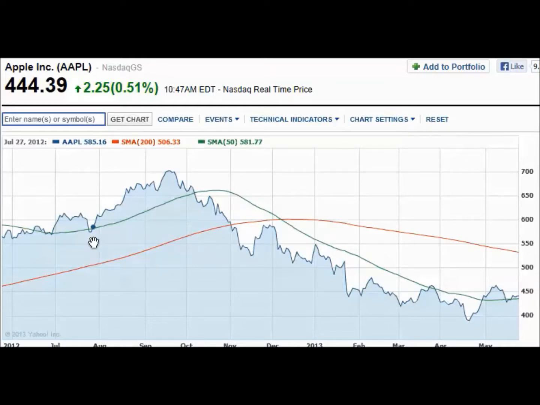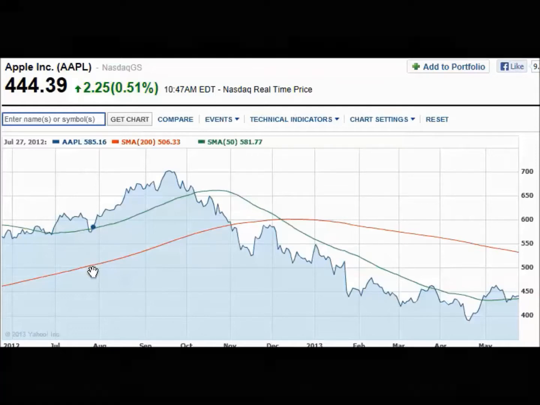Okay? So the price closed above the 50-day, which is the green line right there. And the green line is above the red line, so that's the 50 days greater than the 200-day. And the price is greater than both of those, so that's a buy signal.